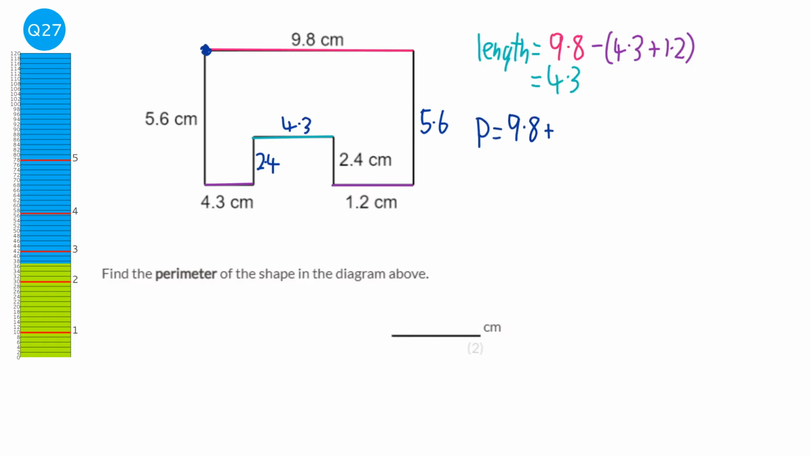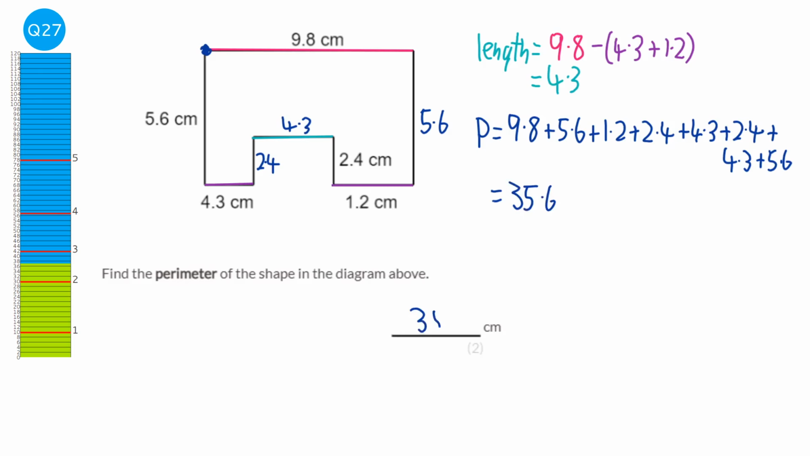So 9.8 plus 5.6 plus 1.2 plus 2.4 plus 4.3 plus 2.4 plus 4.3 plus 5.6. When you add all those up together, you get 35.6. It's a perimeter, which is a distance, so our units are centimeters.